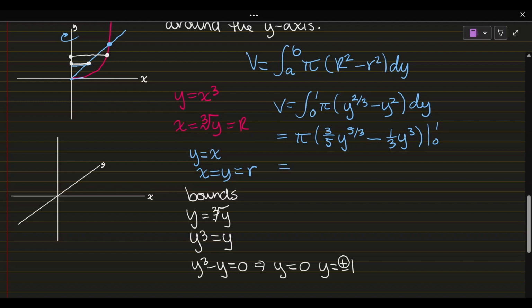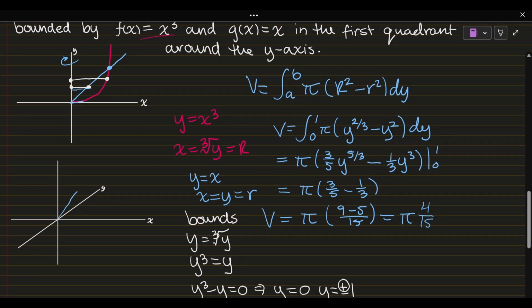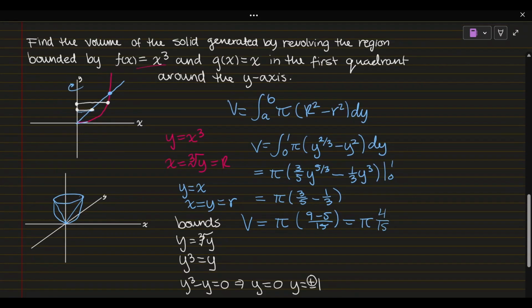Evaluating at 0, it's going to zero everything out, so I only have to worry about 1. So this is going to be 3/5 minus 1/3, which is going to be, giving these a common denominator, 9 minus 5 over 15, which is going to be pi times 4/15. And that is the volume of the solid of revolution that looks like this. There you go. Okay, and that wraps up what I wanted to say about the disk washer method.